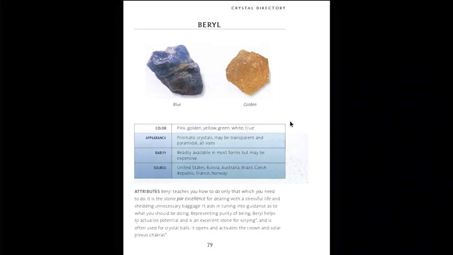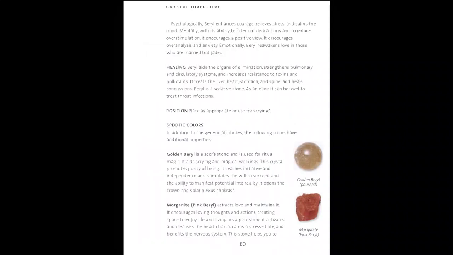Attributes. Beryl teaches you how to do only that which you need to do. It is the stone par excellence for dealing with a stressful life and shedding unnecessary baggage. It aids in tuning into guidance as to what you should be doing. Representing purity of being, Beryl helps to actualize potential and is an excellent stone for scrying, and is often used for crystal balls. It opens and activates the crown and solar plexus chakras.